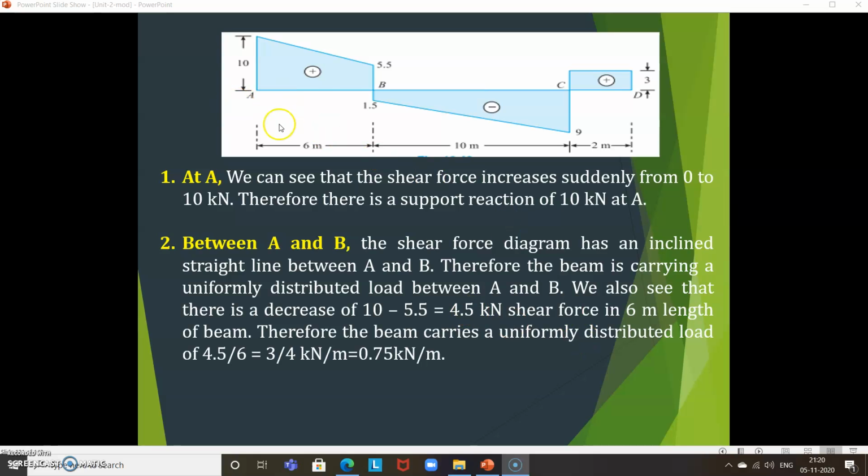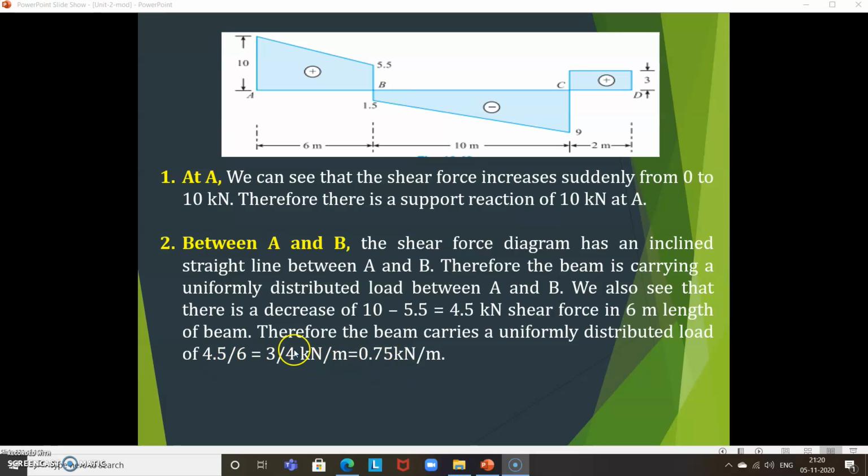For a length of 6 meters, what is the UDL? Load is always multiplied by the distance. Here 4.5 kilonewton is for a 6 meter length. So how do you calculate the uniformly distributed load? 4.5 divided by 6, where 6 is the length, gives 0.75 kilonewton per meter. So that is the UDL.